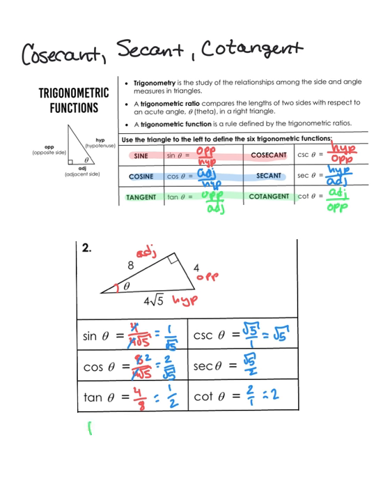So 1 over the square root of 5. When I rationalize this, I have to multiply it by the square root of 5 over the square root of 5. 1 times the square root of 5 is the square root of 5. The square root of 5 times the square root of 5 is the square root of 25. The square root of 25 is 5. Remember that when I multiply a radical by itself, I always end up with whatever's inside the radical. So this is going to be the square root of 5 over 5.